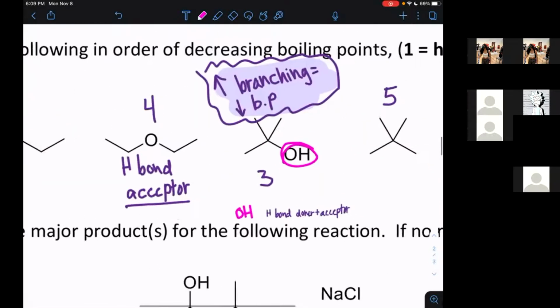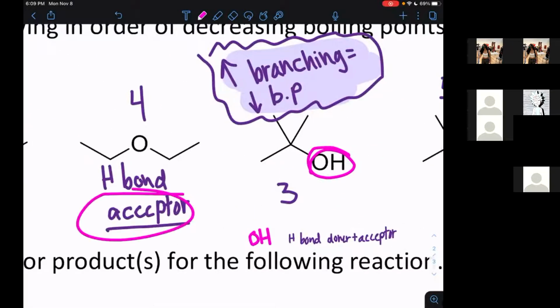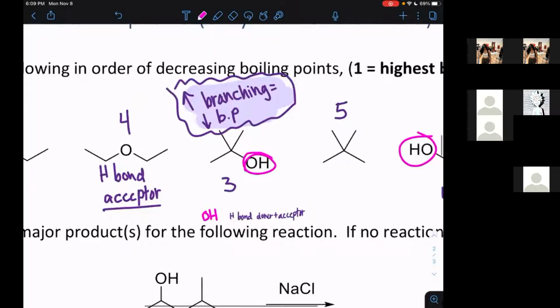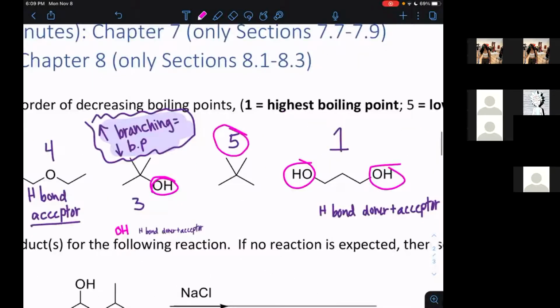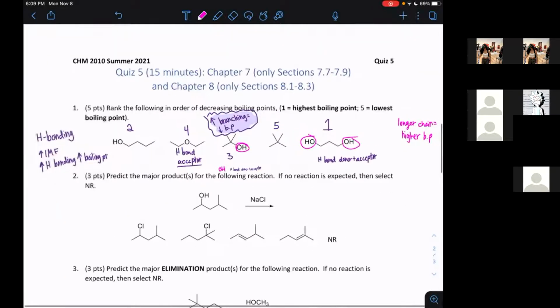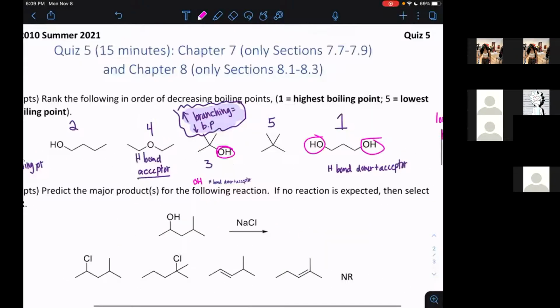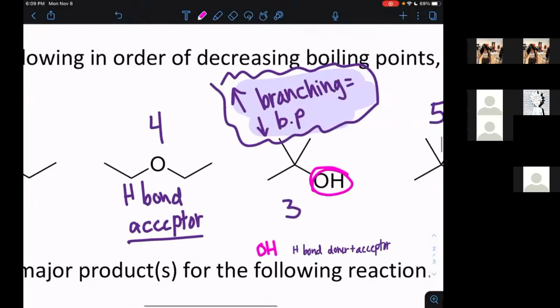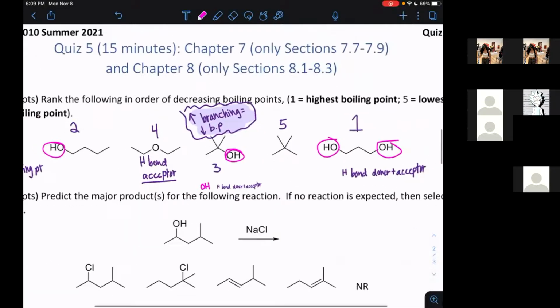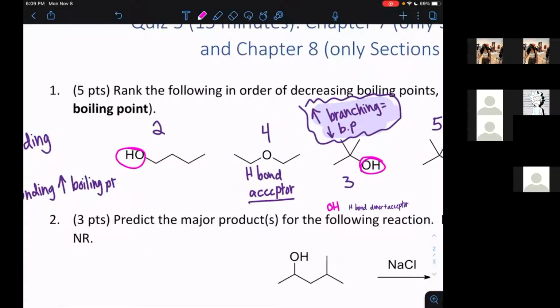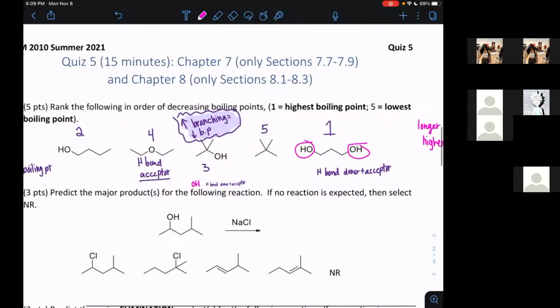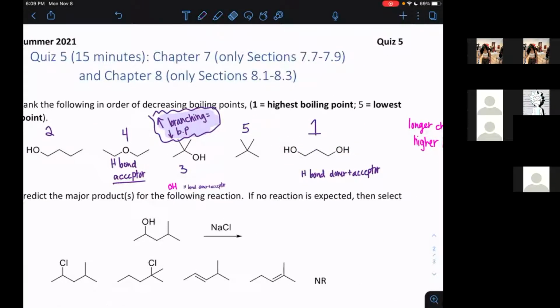And then this one is only an acceptor, so it was labeled lower. This one we were automatically able to do because it has no hydrogen bonding. So this one was just the next logical one, because both 3 and 2 are going to be stronger than just the hydrogen bond acceptor. So that's how I got it as number 4.